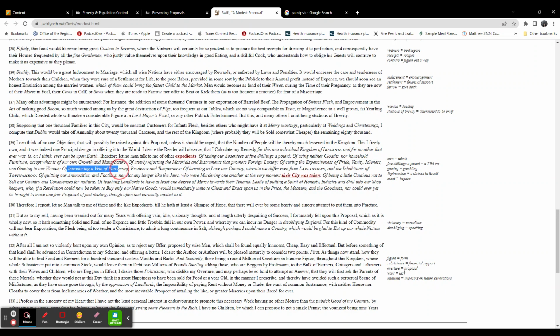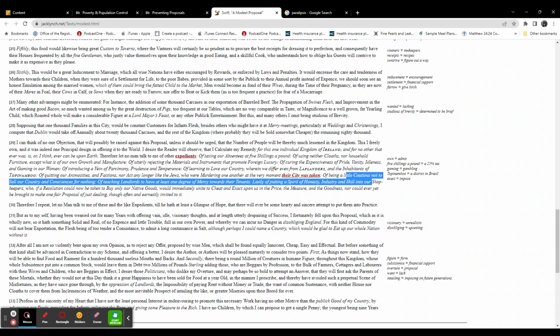Of introducing a vein of parsimony, prudence, temperance. So we need to become more prudent and temperate. We need to learn to love our country and the inhabitants, of quitting our animosities. We need to quit animosities, factions, right? Nor act any longer like the Jews who were murdering one another at the very moment their city was taken. We need to be a little more cautious, not to sell our country and consciences for nothing.